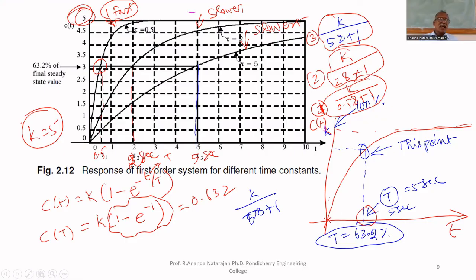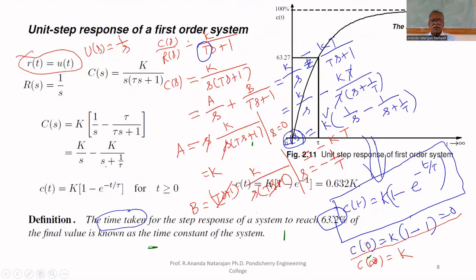The k is called the static gain of the system, or simply gain. But it should be in time constant form. It should not be in pole zero form. The k is correct when it is in time constant form. That we can understand from here.